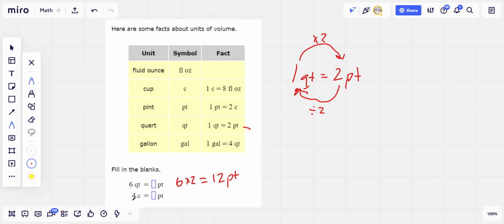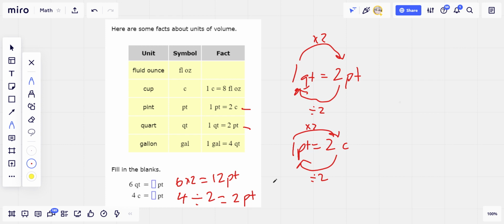Our next one is going from cups to pints. So let's find that relationship. Here it is. It says 1 pint equals 2 cups. So if you're going from pints to cups, you're multiplying by 2. And if you're going from cups to pints, you're doing the opposite. You're dividing by 2. We're starting with cups, so we're going from cups to pints. So this is going to be 4 divided by 2, and this is 2 pints. So 4 cups is 2 pints.